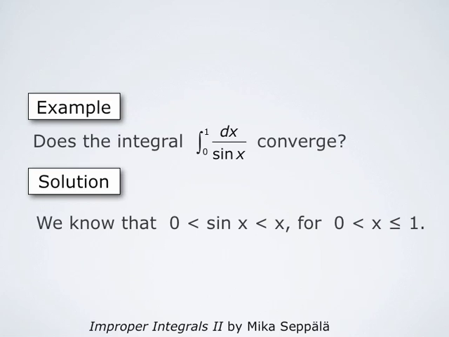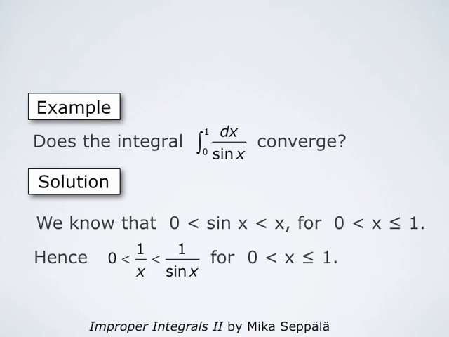This follows from the definition of the function sine and can also be shown to be true by considering the function x minus sine of x. This function is increasing and it takes the value 0 when x equals 0. Therefore, this function x minus sine of x is positive when x is positive. Now, since 0 is less than sine of x, less than x, when x is between 0 and 1, we conclude that 1 divided by x is between 0 and 1 divided by sine of x. This is valid when x is greater than 0 and at most 1.